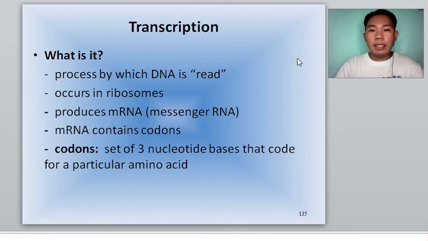First stage is the transcription. Transcription is the process by which the DNA is read and usually occurs in the nucleus. Transcription produces mRNA, or messenger RNA, and this mRNA contains codons. When we say codons, these are sets of 3 nucleotide bases that code for a particular amino acid.